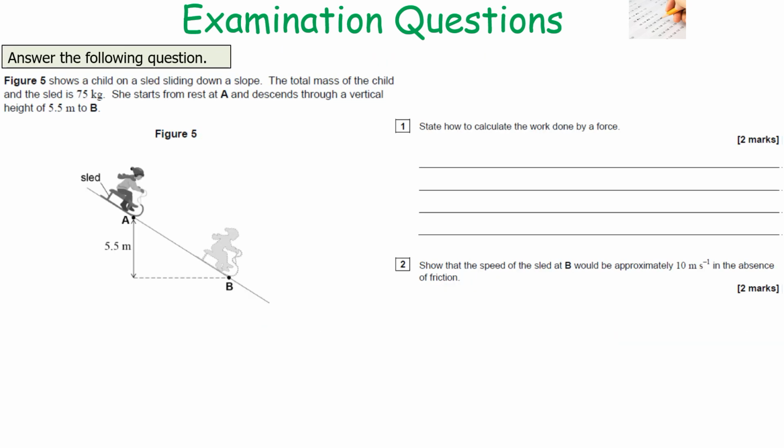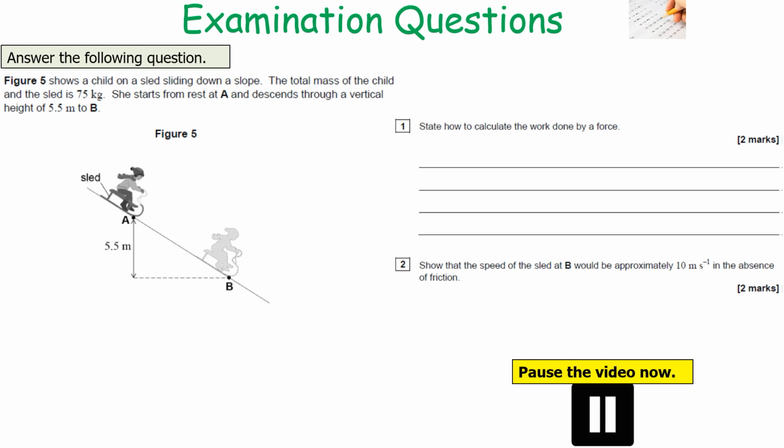Our next question says, figure 5 shows a child on a sled sliding down a slope. The total mass of the child and the sled is 75 kilograms. She starts from rest at A and descends to a vertical height of 5.5 meters to B. Firstly, state how to calculate the work done by a force, then show that the speed of the sled at B would be approximately 10 meters per second in the absence of friction. So pause the video now, then unpause the video when you want to go through your answer.